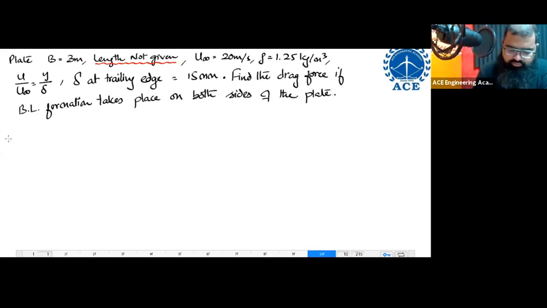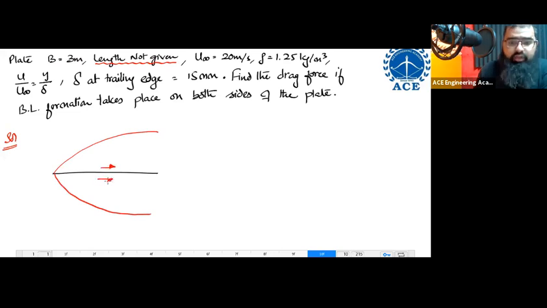How do we solve this question? You draw a rough diagram first of all. You are having some boundary layer formation here and here. There is going to be drag here, there is going to be drag here. On either sides you are going to have drag. This distance is given to you as 15 mm. The free stream u infinity is equal to 20 meters per second. Again same story, 15 mm over here also.